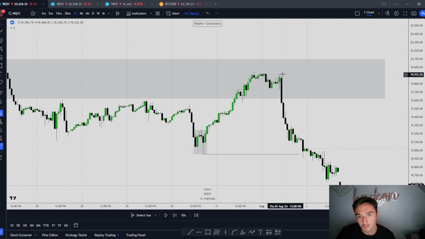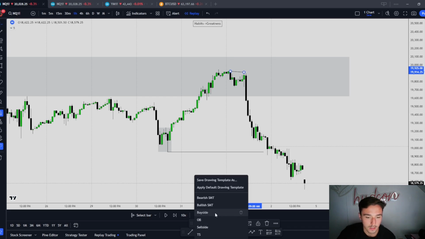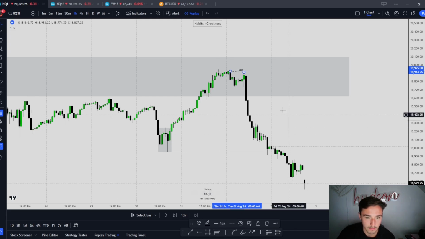So this would be your turtle soup on the ES. This is your SMT. And then we deliver down to this low, right before which we come into a fair value gap. And then actually this is New York session, so we don't quite get any more distribution phases. So bearish SMT, soup the high.